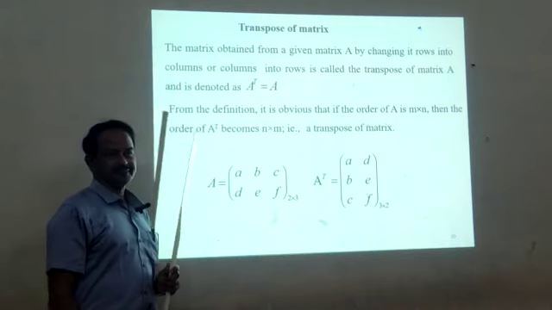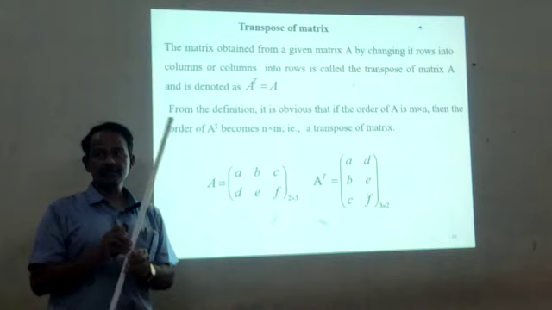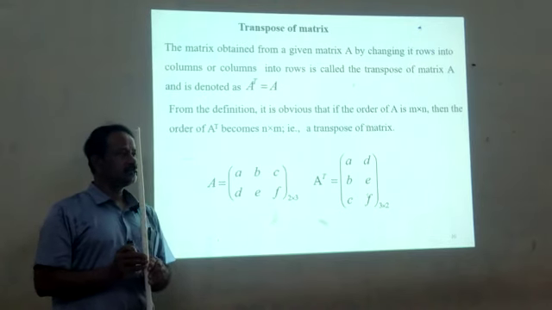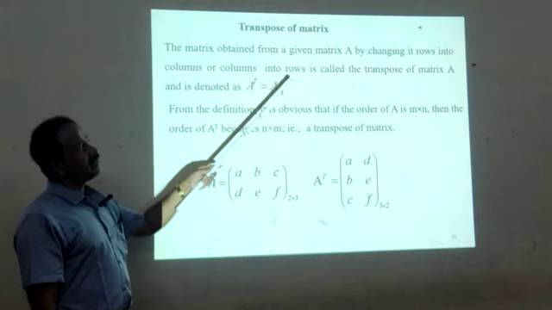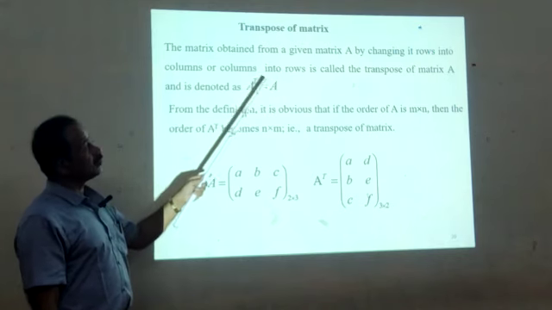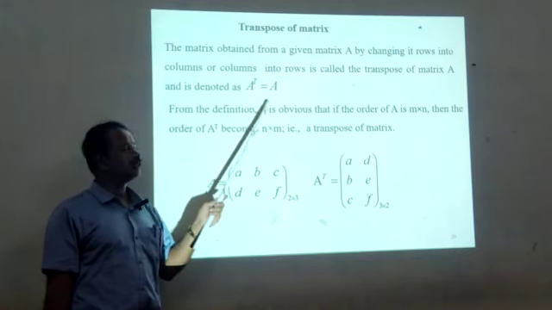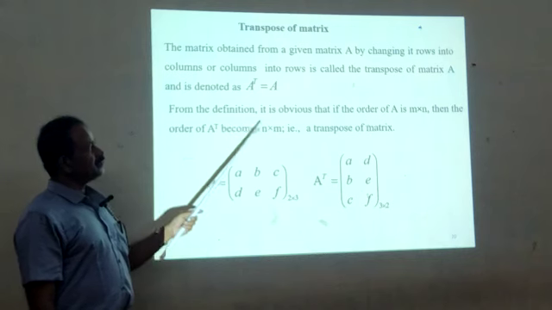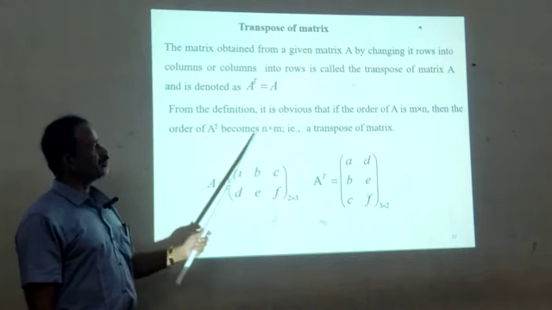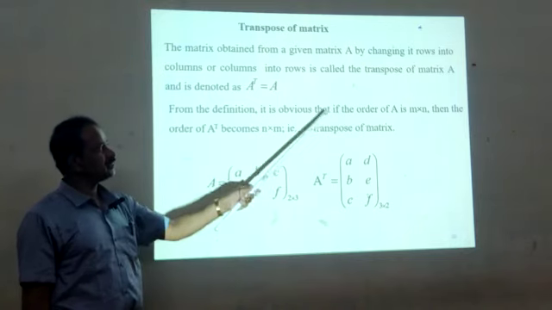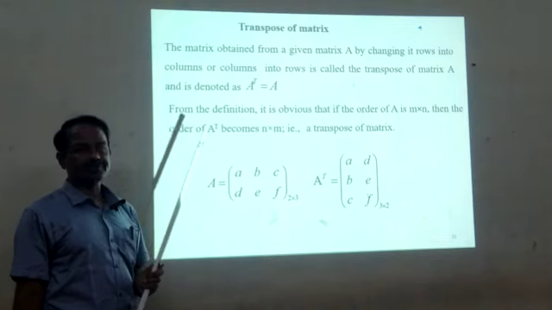Now, transpose of a matrix. Just now we learnt about the transpose of a matrix, which is nothing but rows into columns, columns into rows. A matrix obtained from a given matrix A by changing its rows into columns or columns into rows is called the transpose of the matrix and is denoted as A transpose. From the definition, it is obvious that if the order of A is m by n, the order of A transpose becomes n by m. So if it is m by n, this must be n by m.